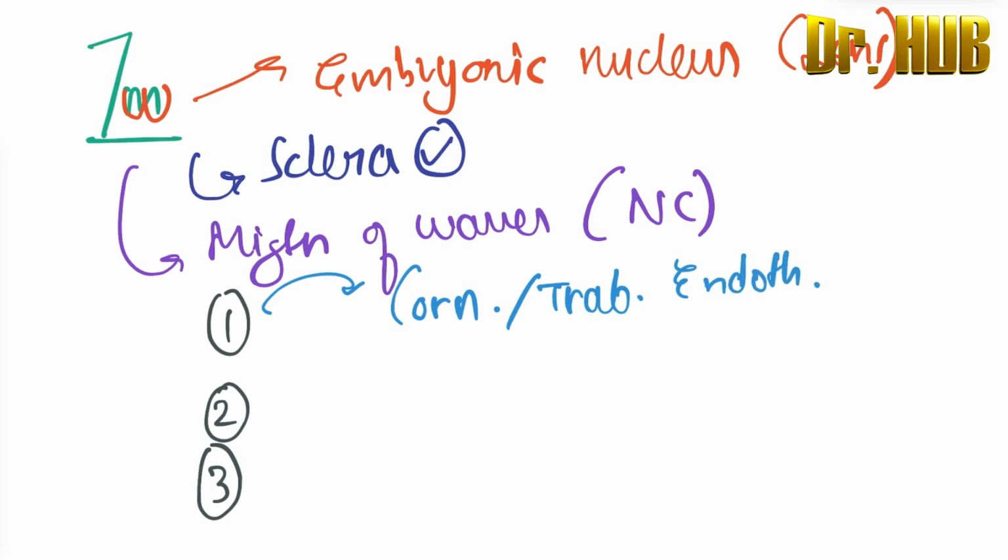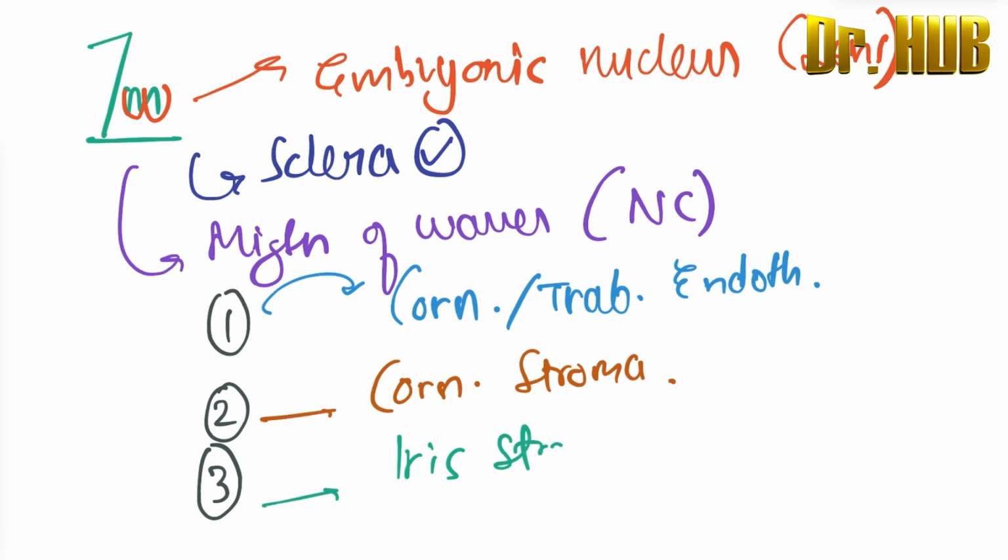Next comes the 2nd wave. This 2nd wave is associated with the corneal stroma. Next is the 3rd wave. This 3rd wave is associated with the iris stroma.